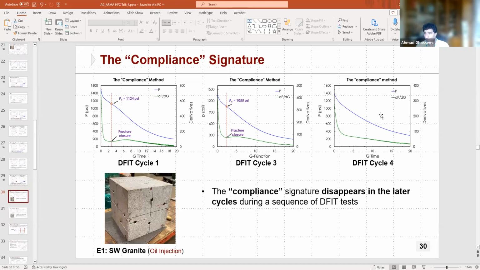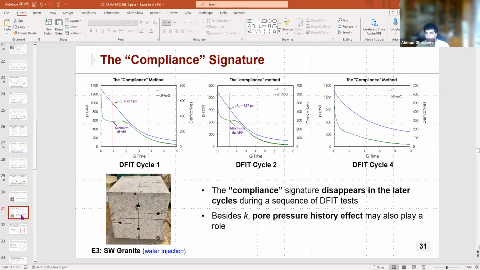And so that suggests that there's that influence of, or the competition between, leak off and fracture stiffness change, which is impacted by the multiple cycles of injection. And this is for the Sierra White granite. We see the same thing occurring here, that we do have a signature for cycles 1 and 2, but in cycle 4, we don't see any signature. Cycle 3 is not shown. That was a very short cycle, so its impact was not significant at all.